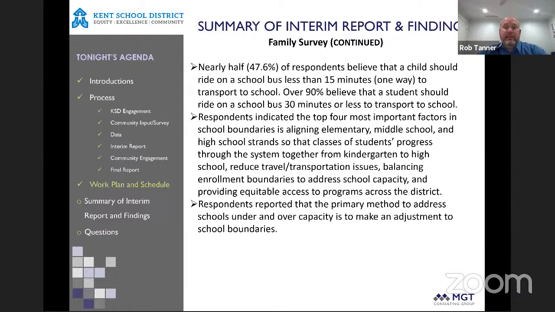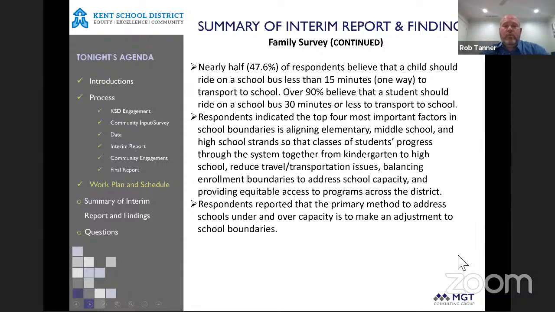Nearly half the respondents believe that a student shouldn't ride the bus more than 15 minutes, or should be on the bus 15 minutes or less. 90% said 30 minutes or less. Of course, that 90% also includes that 47.6%. But again, 90% of the respondents would have said 30 minutes or less for transit to school, which puts you fairly square where you need to be with what your respondents said their travel time was.